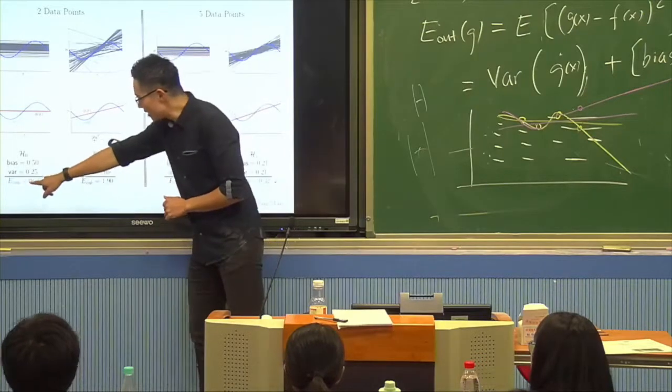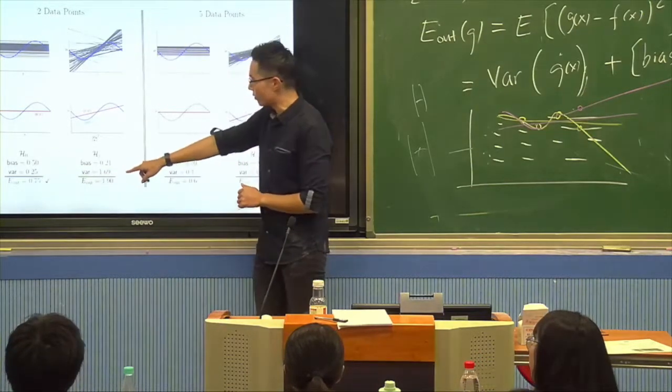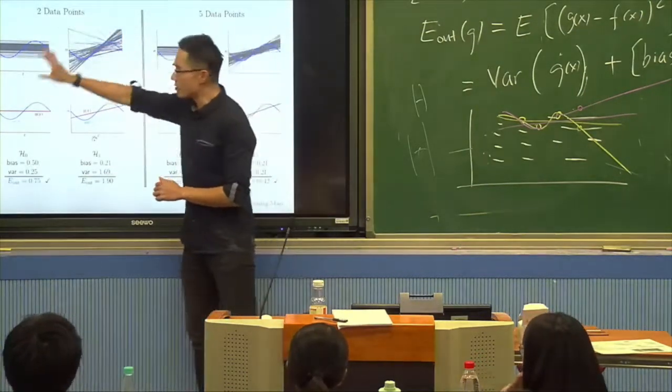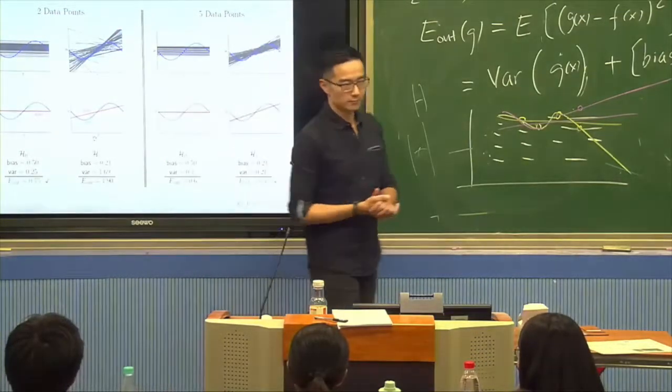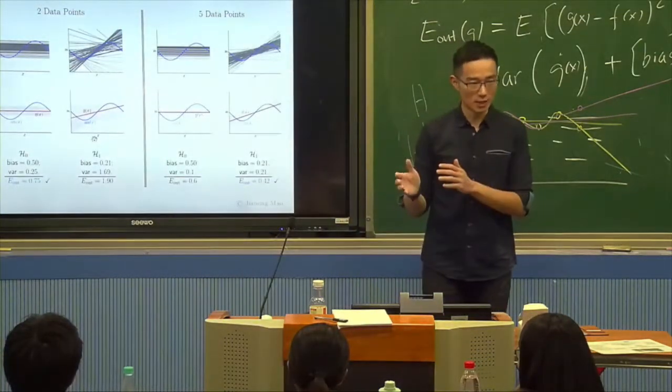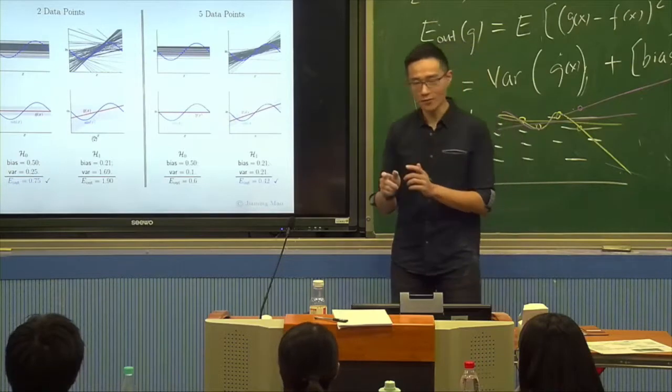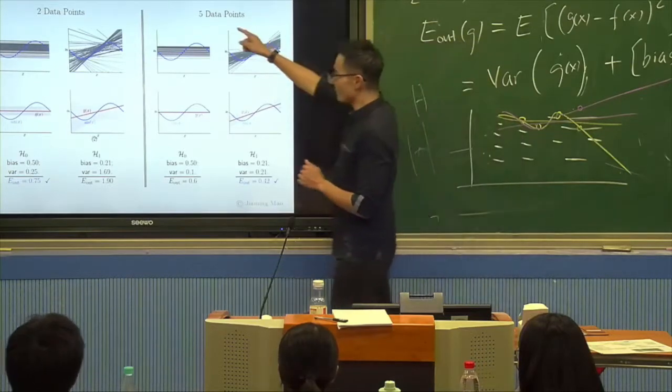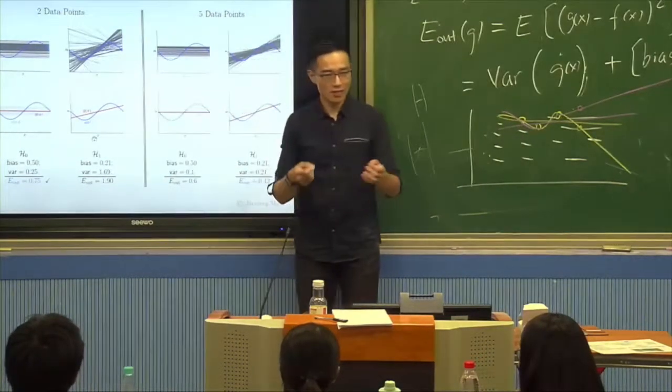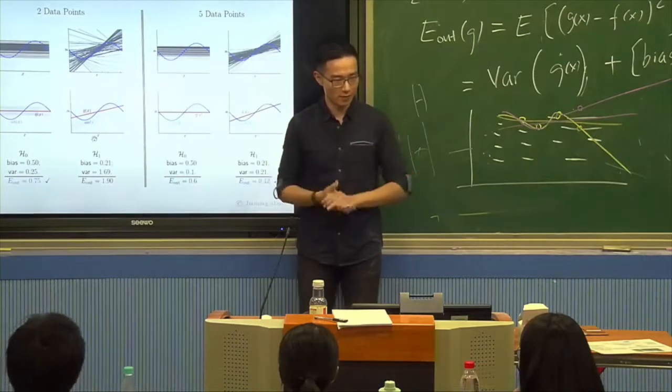So the E out is 0.7 here, E out is 1.9 here. So the constant model is the best one here, okay? So the simple model wins in this case. However, what if we have 5 data points? So every time I take out not 2 points, but I take out 5 data points.